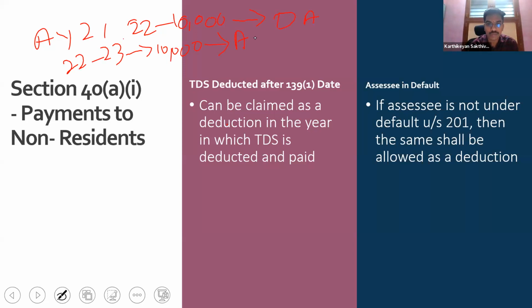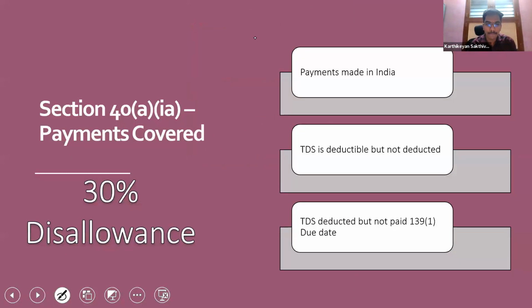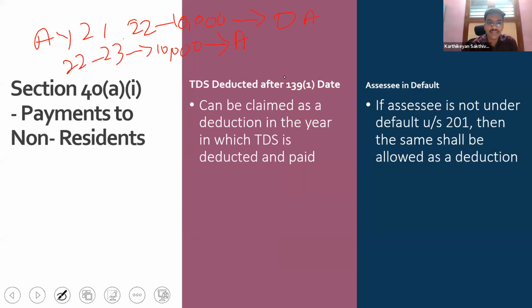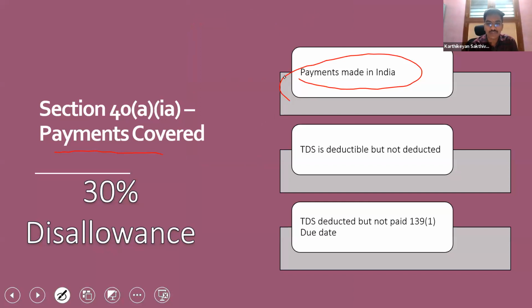For non-residents 100% disallowance. Next வந்து 30% disallowance if the payment is made in India. இப்போ நீ ரெசிடென்ட்ஸ்க்கு பே பண்ற 40A வந்து is for non-residents, 40A is for residents. So 40A ல if payment is made in India and TDS it is deductible but not deducted. So first வந்து TDS deduction liability இருக்கும். அதுக்கு அப்புறமா நான் டிடக்ட் பண்ணாம இருக்கணும். There should be a TDS deduction liability and after that I should not have deducted TDS.